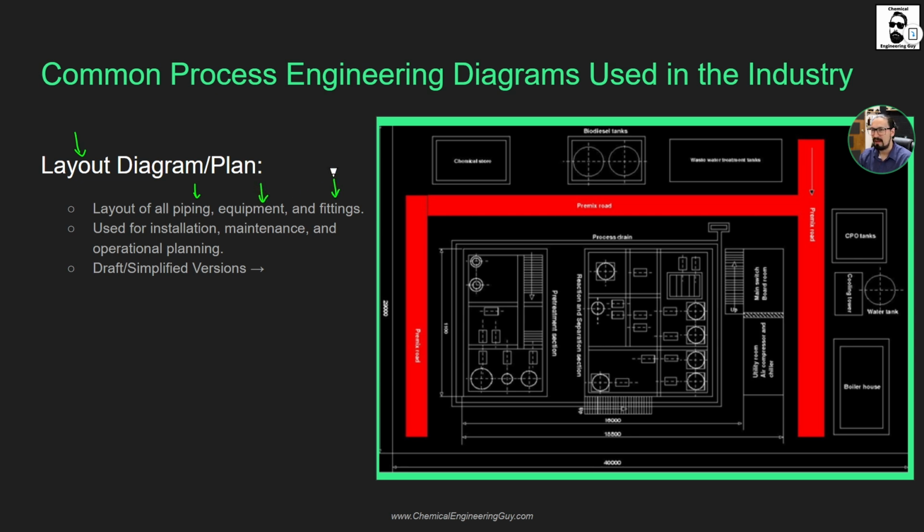I'm talking about valves, instruments, and so on. It's very common because you want to know where they are going to be physically. You want to be able to find them when you are looking. It's like a map. If you're installing, maybe you're working in maintenance or simply operation, you need to know where the equipment is located.